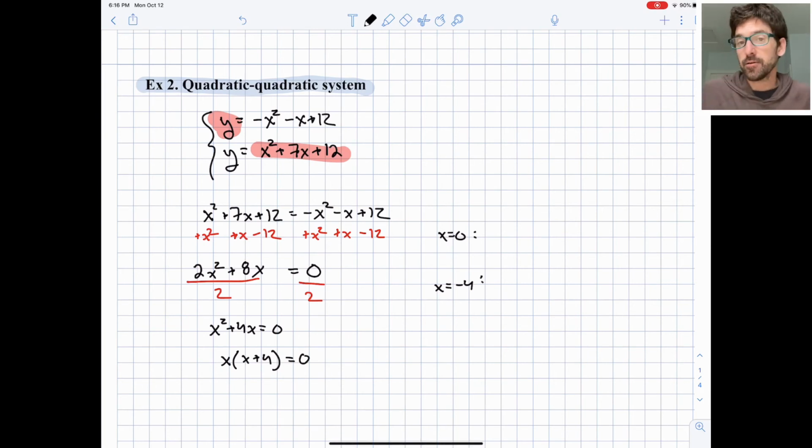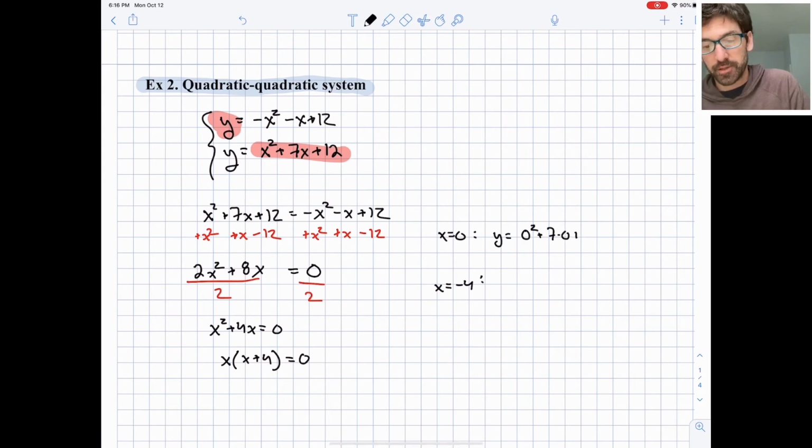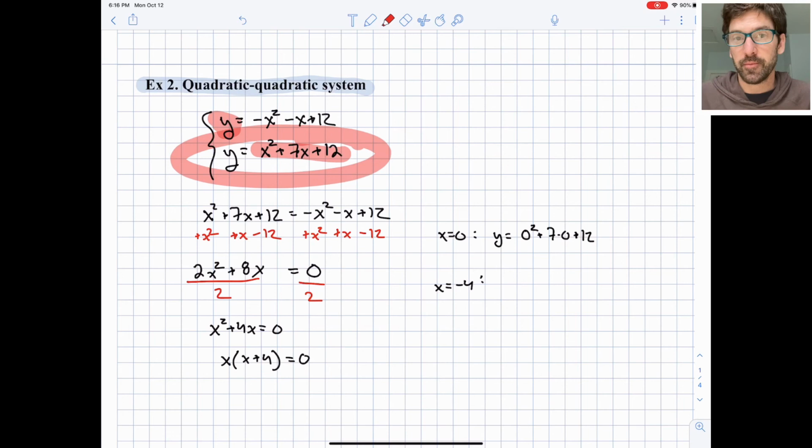So if x is 0, we need to go ahead and plug in some x's, okay? So y would equal 0 squared plus 7 times 0 plus 12. I'm choosing what I think is the simpler quadratic equation to plug in my x values to solve for y, okay? And that means that y is then equal to 12. So if x is 0, y is 12.